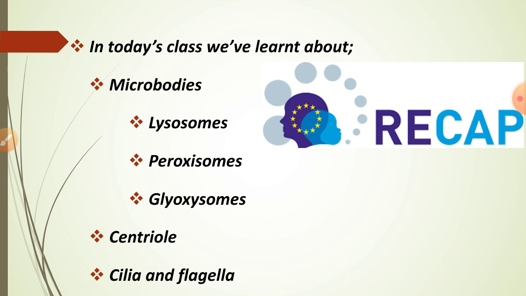Now, recapitulation of what we discussed in today's class. We have discussed microbodies. In that we found three different parts: lysosomes, peroxisomes, glyoxysomes. Where can we find lysosomes? They can be found in plant cells, and also in non-green plants and animal cells. Peroxisomes can be found in both animal and plant cells. Glyoxysomes can be found in yeast, fungi and also some oil-rich foods.